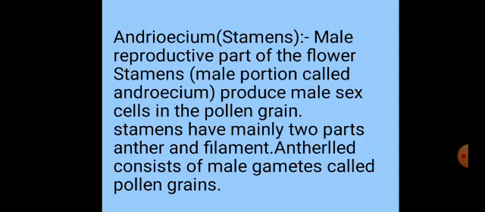Anther consists of male gametes called pollen grain. In the pollen sac there are the pollen grains. The filament is there, and above the filament there is the anther. This anther consists of the male gametes.